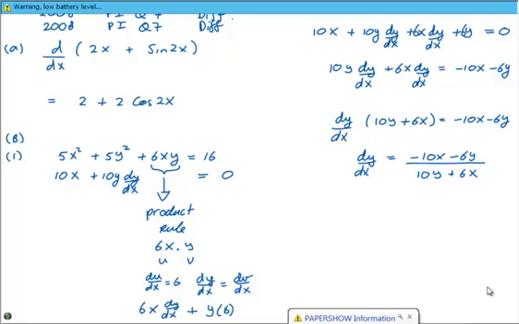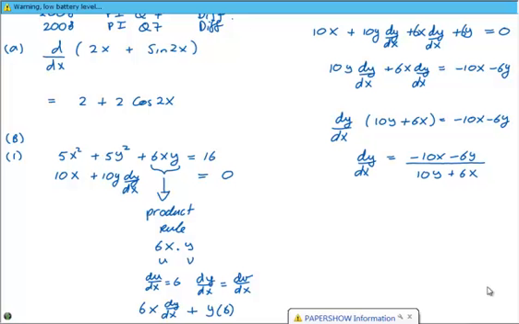5x squared goes to 10x. You need to be careful. The 5y squared, well, that's implicit differentiation. So you treat it as normal, but you put in dy/dx. So it goes to 10y dy/dx. The 16 at the end will go to 0. And the 6xy, again, you just need to be a little bit careful about that. You're going to use the product rule.